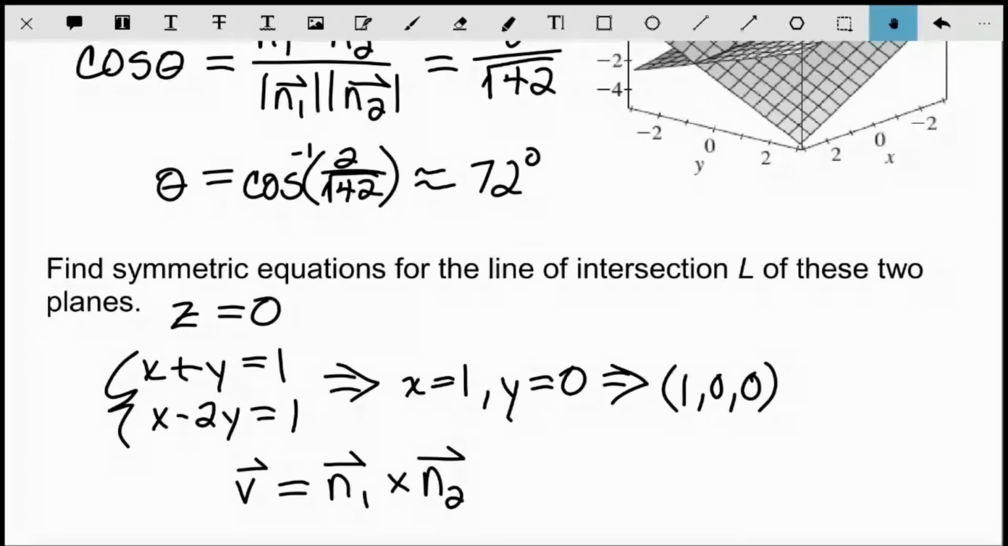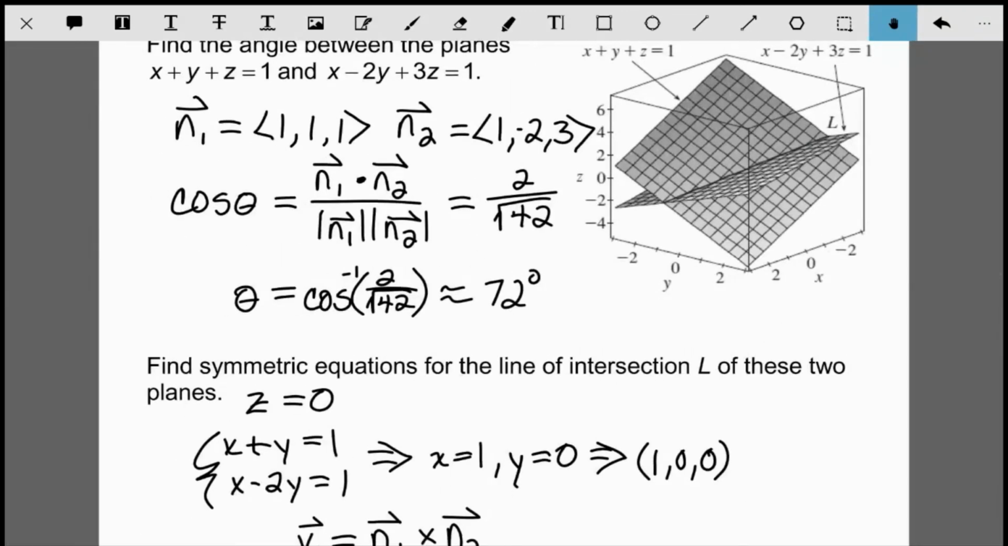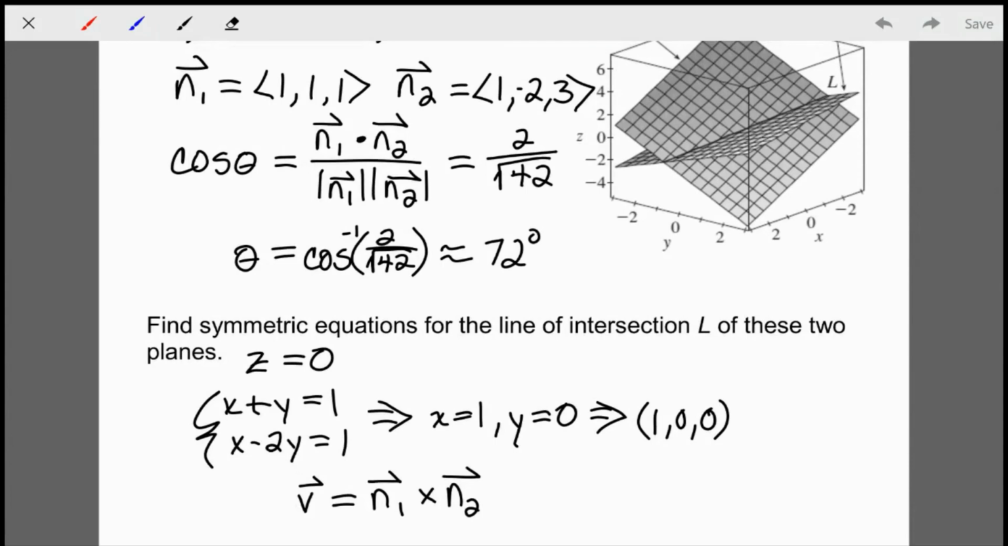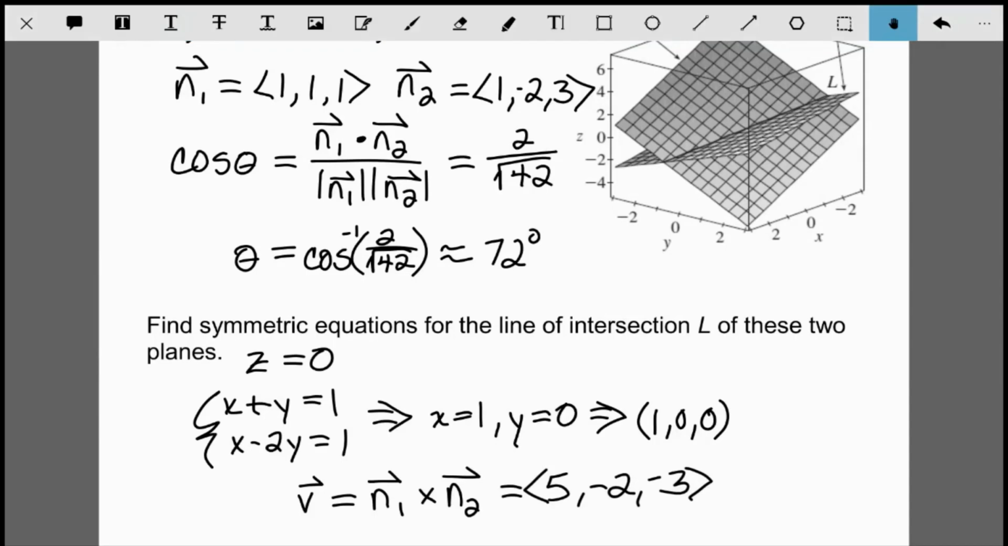Okay, so I'm not going to go through all the steps, but you can see we would use normal vector 1, normal vector 2. And when you work that out, this ends up as 5, -2, -3. So there's my vector that is the result. And then from that, I can get the equations of the line very, very easily, right? So I've got my direction, I've got my point.